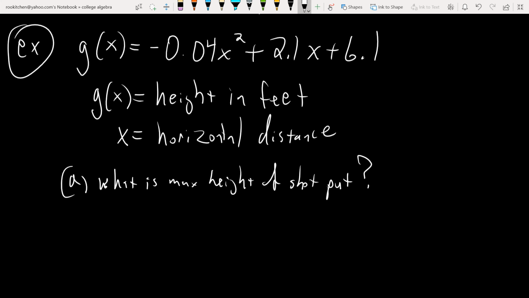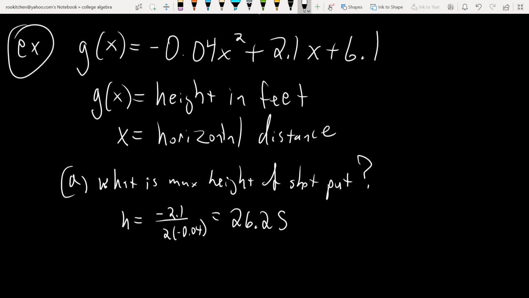Okay, so in order to get this, we need the y coordinate of the vertex. So first I need to get the x coordinate, h, so that's negative b, 2.1, all over 2 times a, negative 0.04. If you put that in your calculator, you'll get 26.25. And then that's the location, right? 26 feet away from the shot put thrower is when the shot put reaches its maximum height. Okay, but that's not the maximum height.